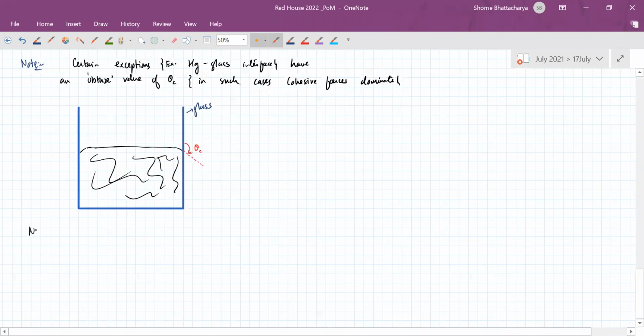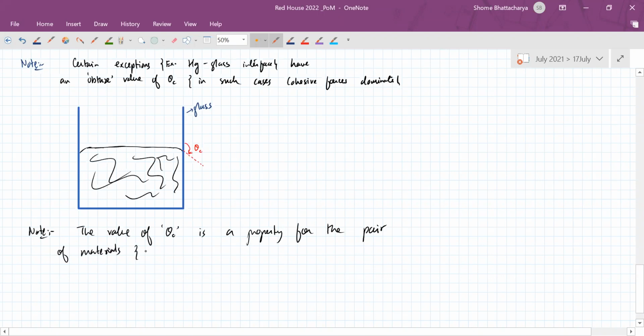So the value of this contact angle is a property of the pair of materials, the solid and the liquid, and is experimentally measured. So that is our concept of contact angle.